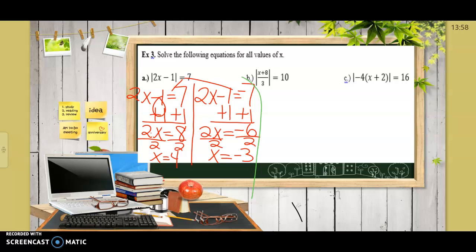Who could tell me what those two equations are? All right.